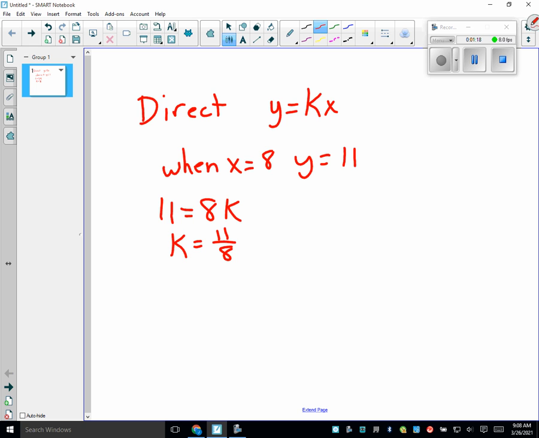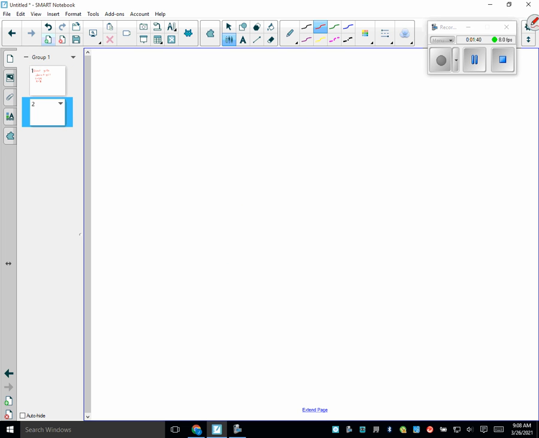Then, they do not have to use the letters x and y, but they always use k. Does that make sense to you? The second kind, that was direct. The second kind is called inverse variation.